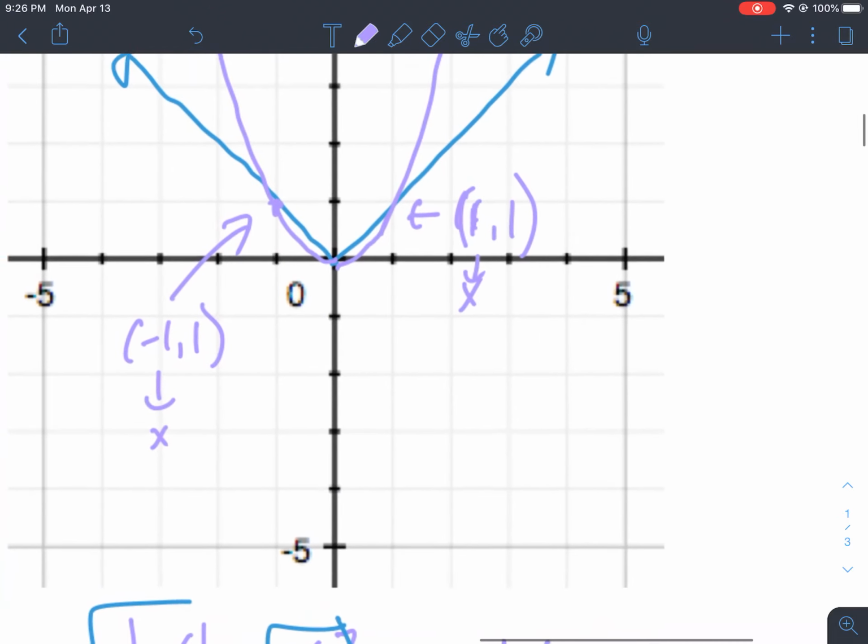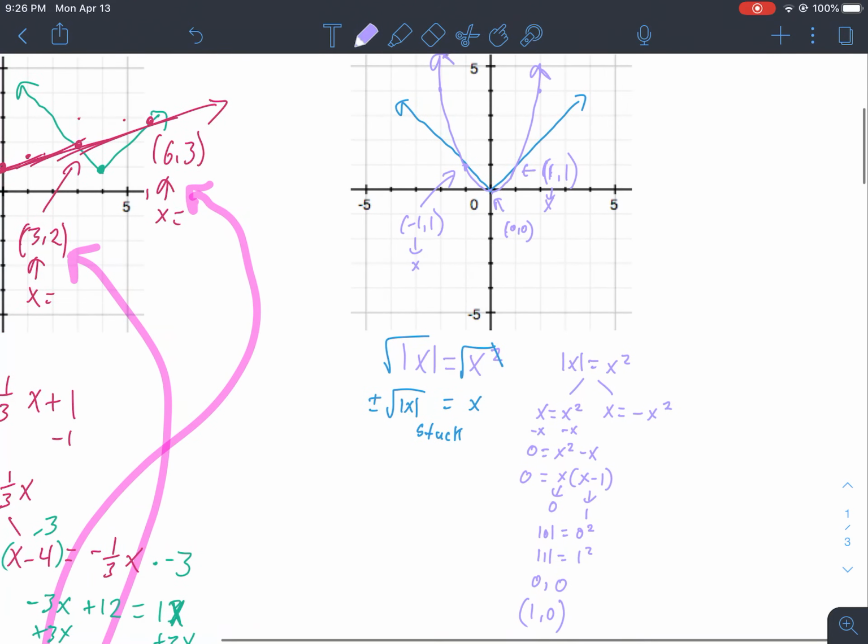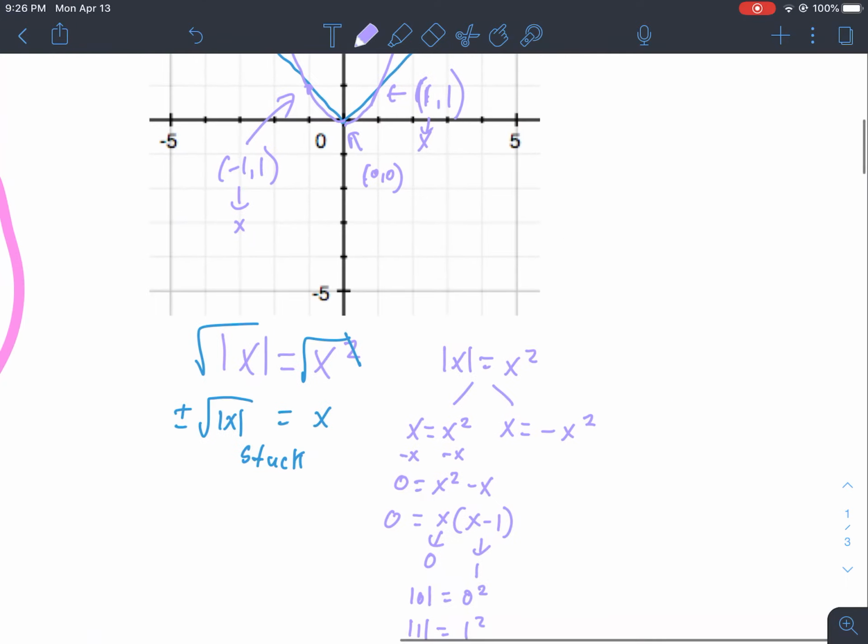Wait a second, I didn't get 0, 0. Oh, holy cow. There are 3 solutions. I forgot about 0, 0 earlier. Look at that. I was thinking there'd be 2 solutions to this problem, but there are 3. Holy cow. What about the other side? Maybe there's even more. Okay.